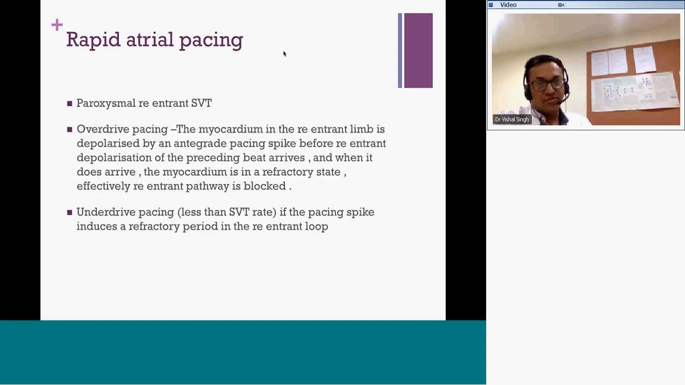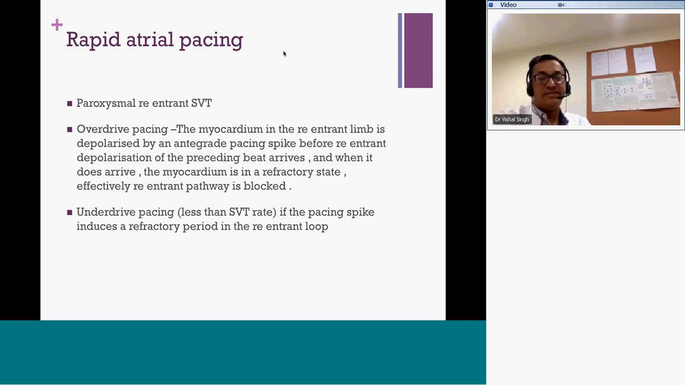Rapid overdrive pacing, as I showed, is something we do here, and it is especially beneficial for reentrant tachycardia. The myocardium in the reentrant limb is depolarized by an antegrade pacing spike before the reentrant depolarization of the preceding beat arrives. When it arrives, the myocardium is in a refractory state, as you induce a refractory period because of the fast rate. This way you block the reentrant pathway. Okay, that's it.